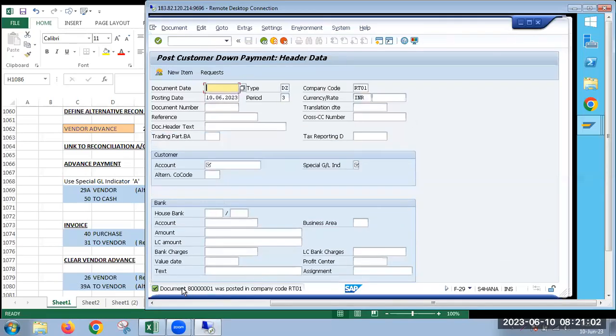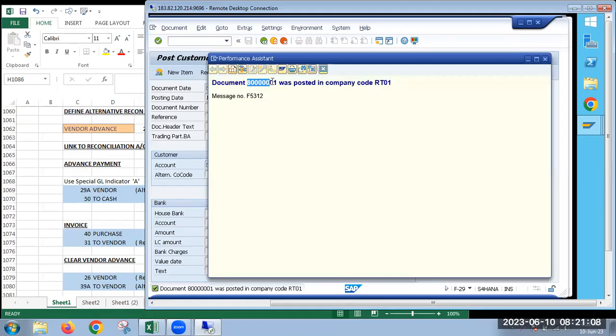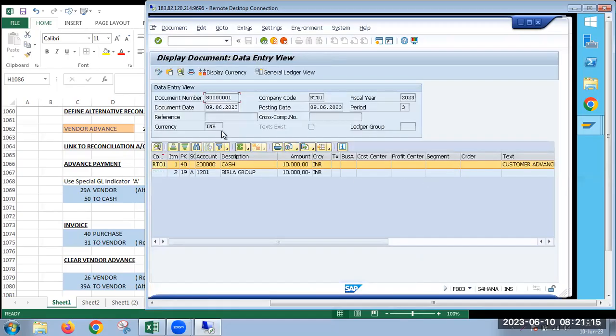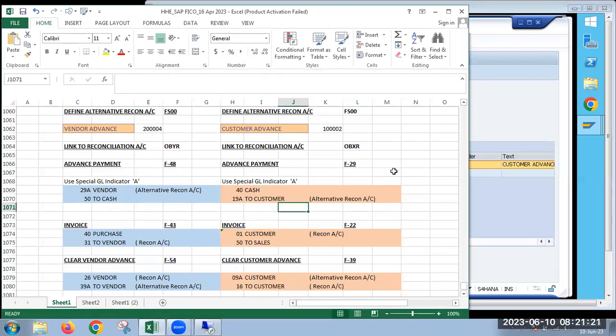So 8001 will be our advance transaction. This is the advance, so this is our advance entry. We have this advance payment. Now we can go for an invoice.